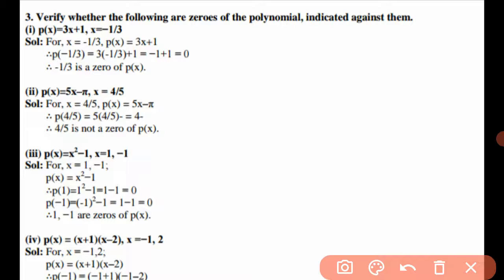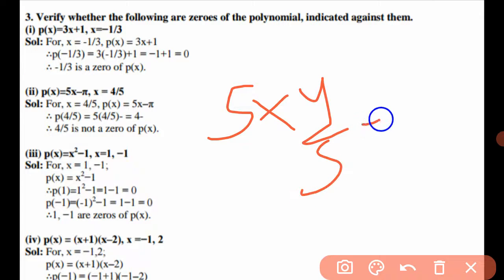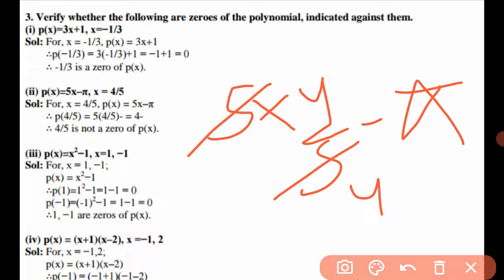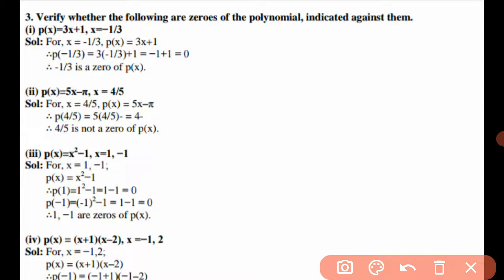So here 5 will cancel by 5, so it will remain 4 minus pi, and 4 minus pi is not equal to 0. 4 minus pi is not equal to 0. Therefore we can say that 4 upon 5 is not a zero of p(x).